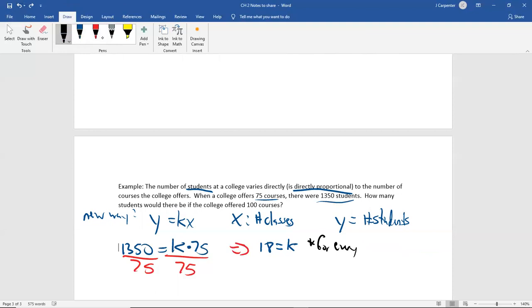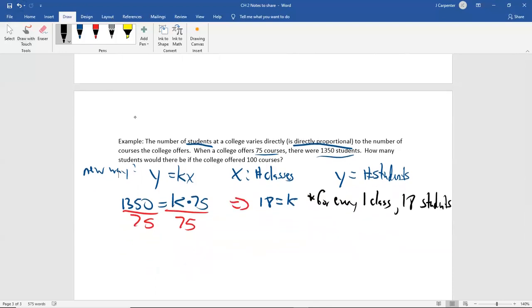So let's get it right now. It really should have been for every one class, because it's for every one of the X value. That's the way it works. For every one of the X, there's K of the Y. So for every one class, there's 18 students enrolled. That makes a lot more sense intrinsically. So our equation is now no longer y equals kx. It is now and forever, for this problem, y equals 18x. The k is 18. That is fixed. It will not change.